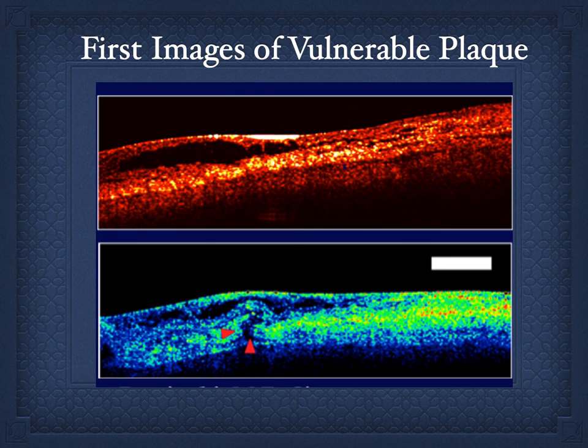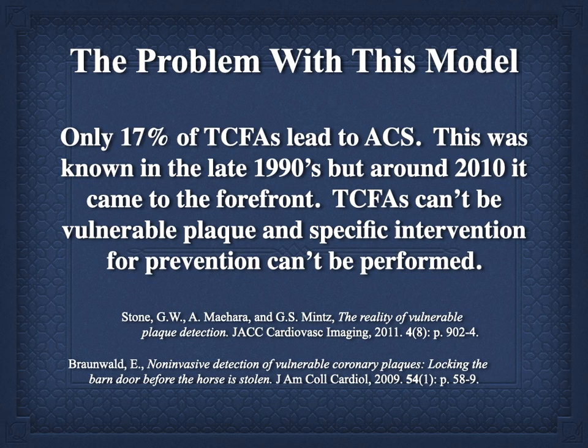It had potential. So this was done about 1994, and we thought on the top we imaged the first vulnerable plaque. This would later be called a TCFA, but it became clear that TCFAs weren't vulnerable plaques, and you can read about this from Greg Stone or Dr. Braunwald, but only 70% of TCFAs go on to ACS, so you can't really call them vulnerable plaque, and they're definitely not useful for plaque specific intervention.